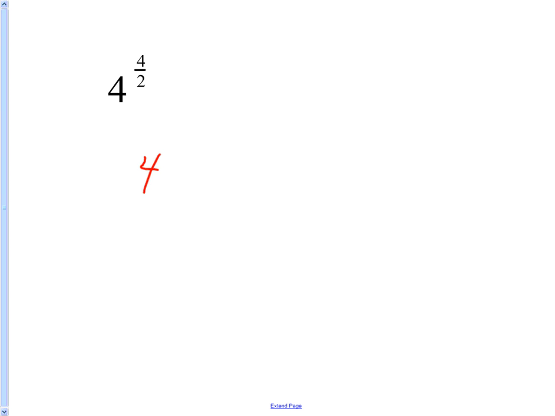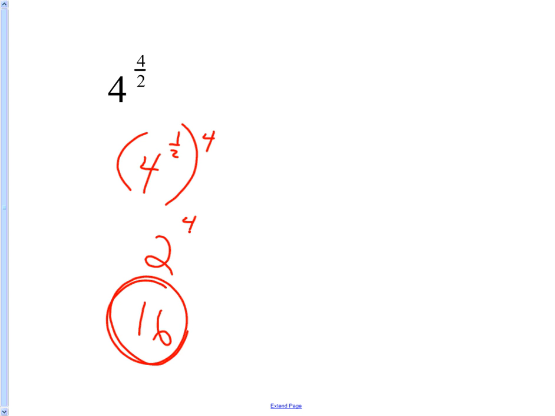So it's 4 to the what? 1/2 to the 4th, and that's the same as 2 to the 4th, which is the same as 16, and that's exactly what it's supposed to come out to, because this would have been 4 to the 2nd in the first place, which would have been 16.